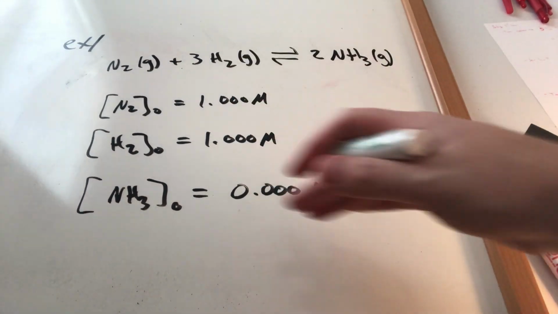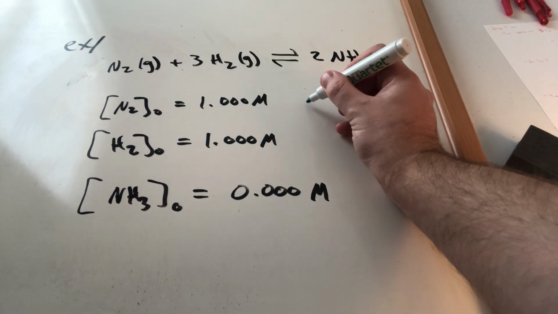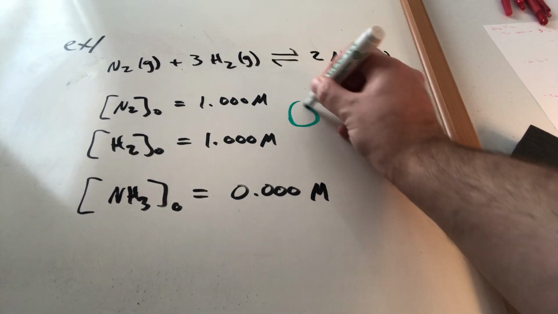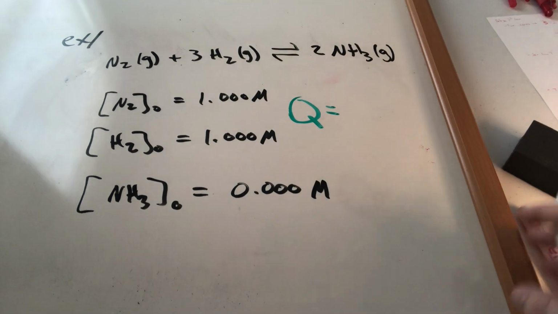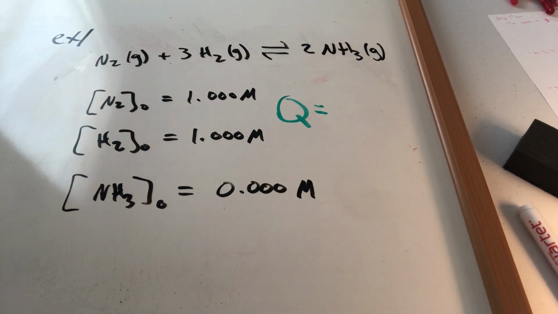We don't even need to know what K is in this instance, and you'll see why in a second. If I want to decide what's going to happen with this reaction, I calculate a Q. Remember, Q is like our GPS. It tells us where we're going to go. K is the target, Q is like the GPS, all right?